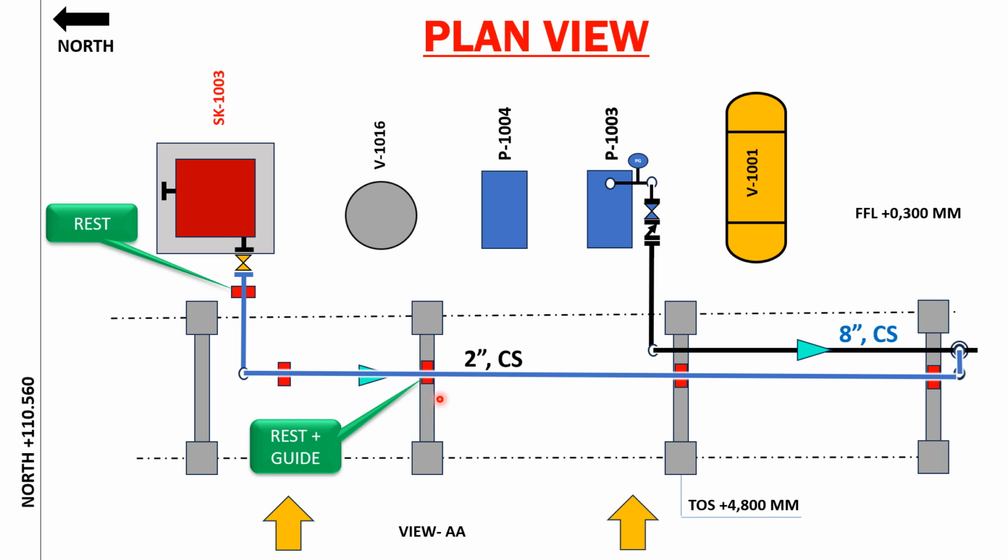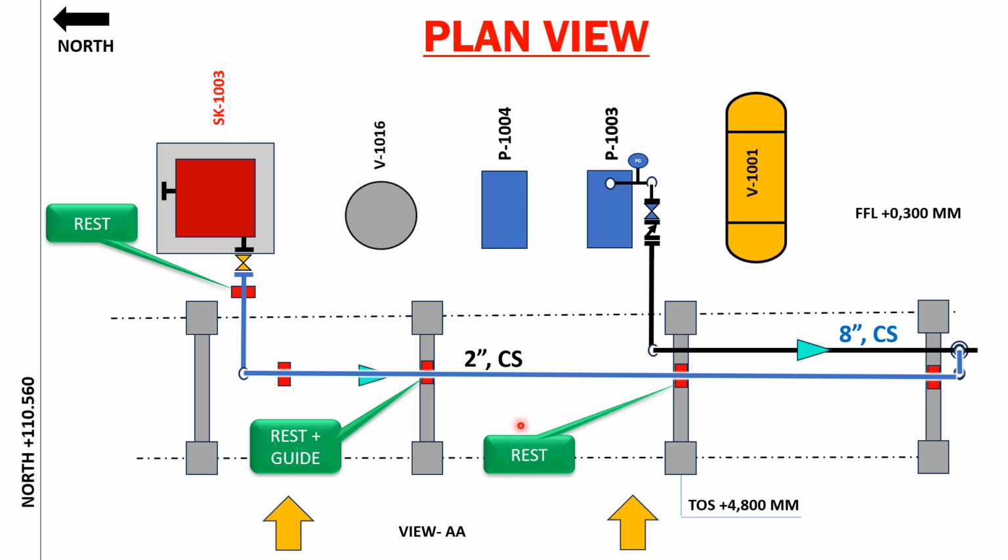Now let's go to another support. For this support I'm going to provide a rest with a guide. Why do I want to provide a rest with a guide? Since this line is expanding this way, if I don't provide a guide over here, the line will tend to buckle more. If I provide a guide over here, it will tend to remain within the same position. Imagine if there is any nearby line; if I don't provide this guide support, this line will hit over here. So I'm restricting the movement of the piping by providing guides.